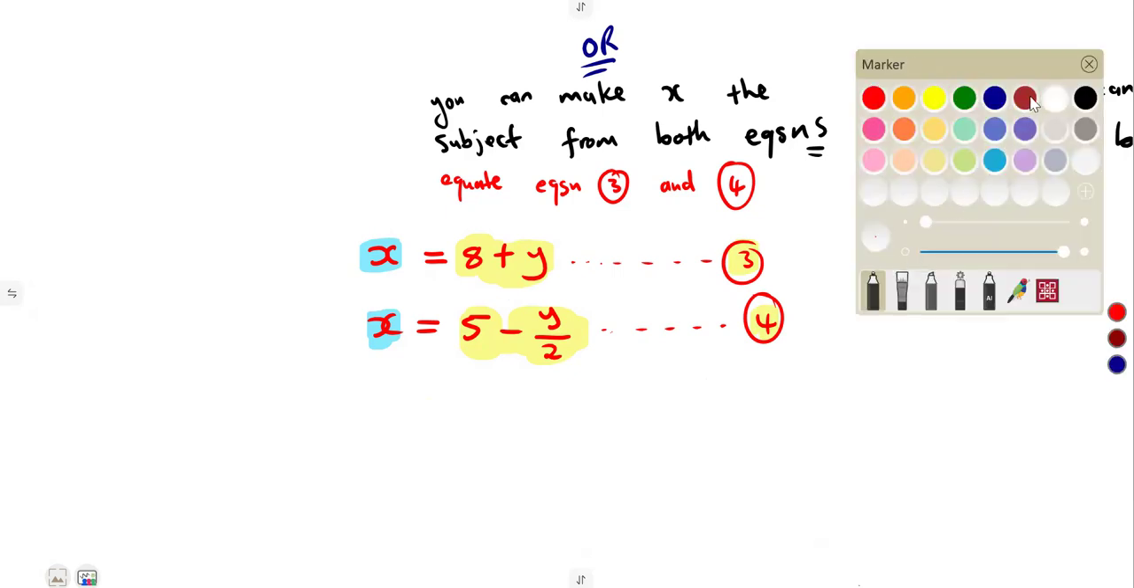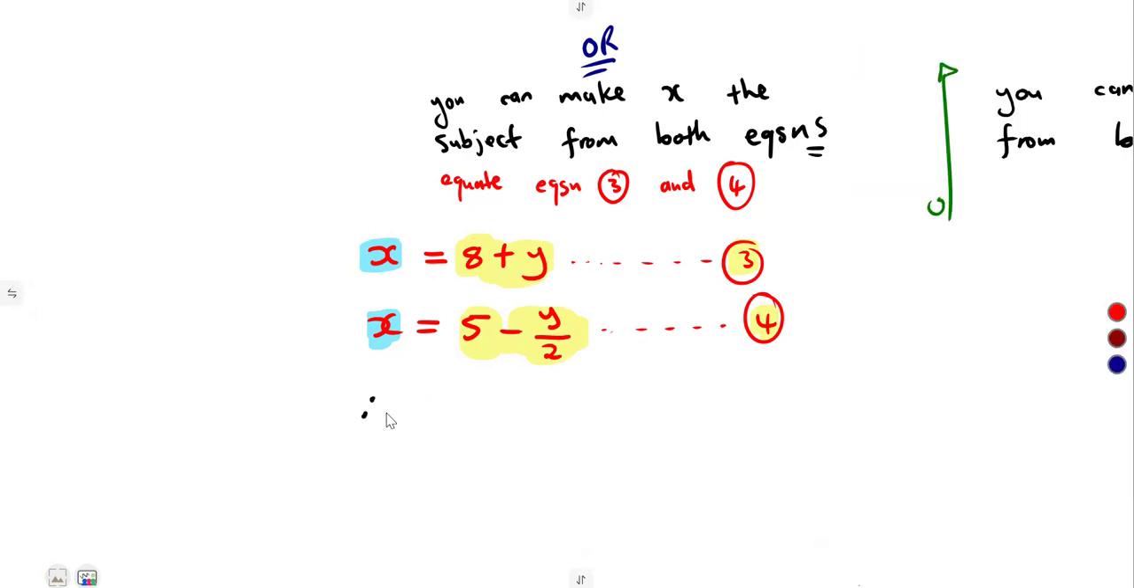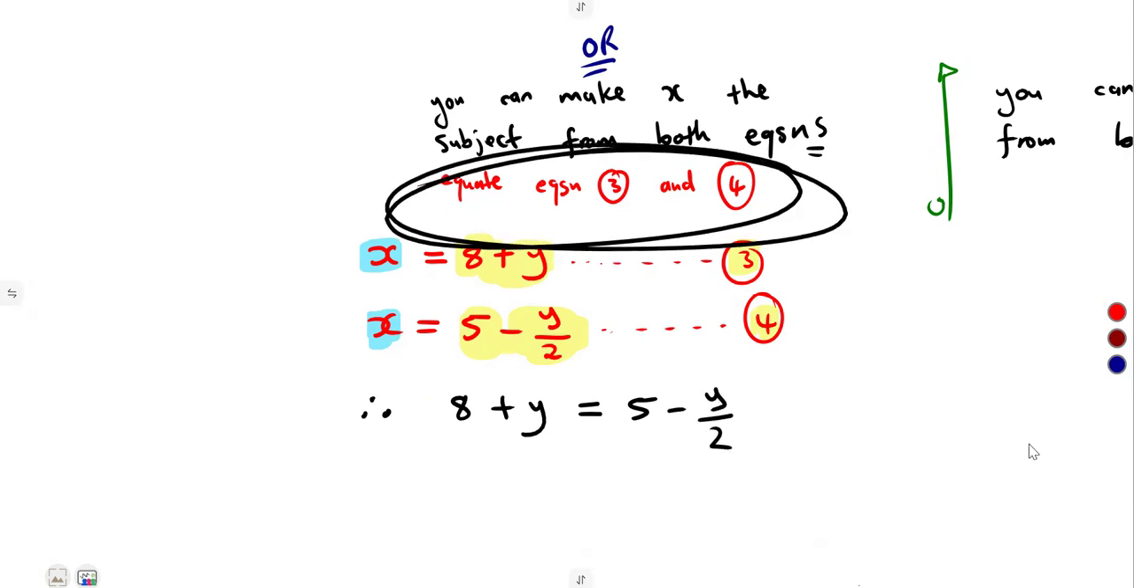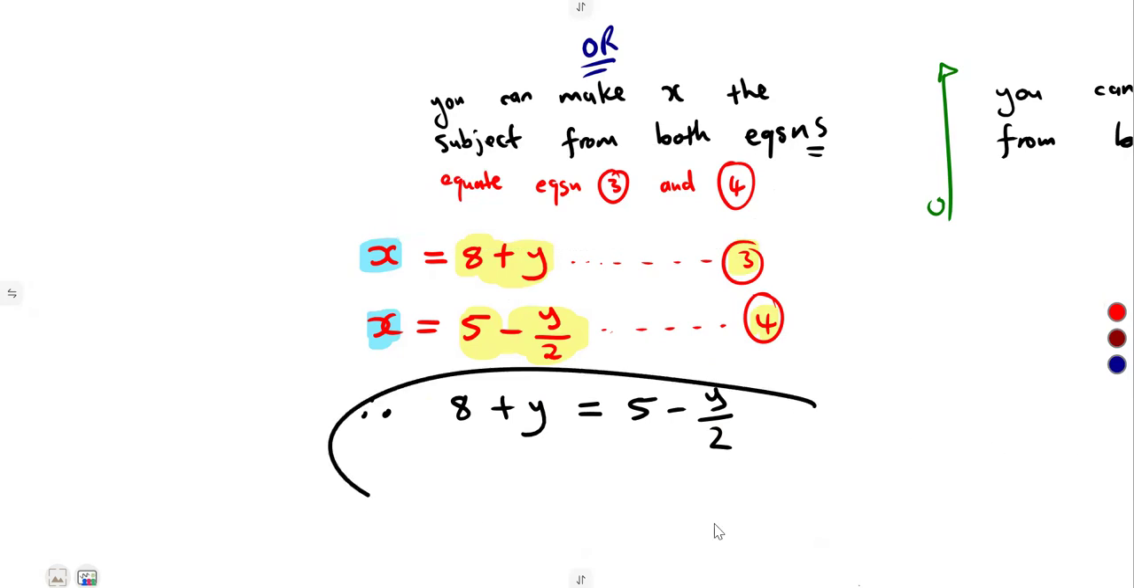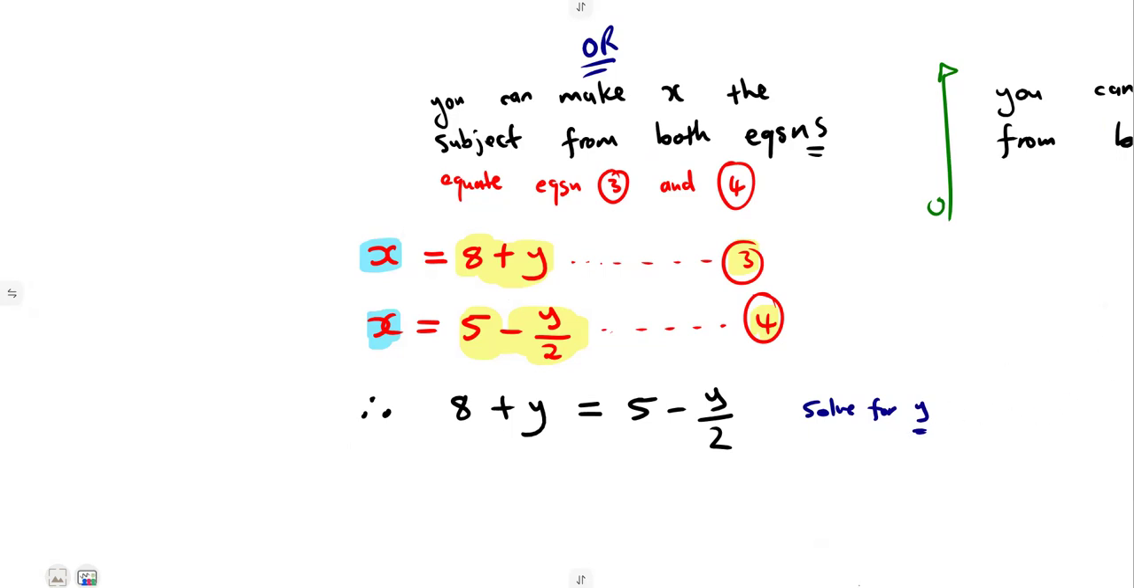So therefore, 8 plus y is equal to 5 minus y over 2. By doing this, you are left with y in your equation, which is easier now for you to solve for y. Just like that. So let's solve for y.